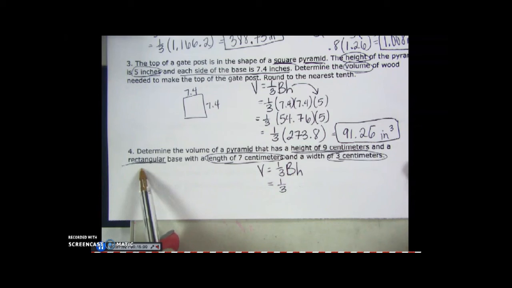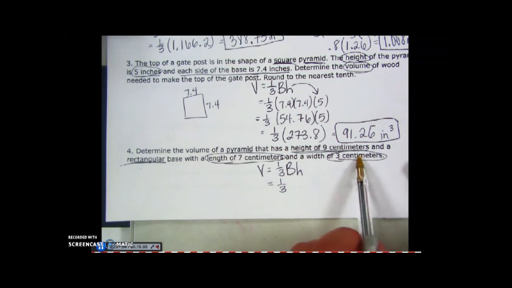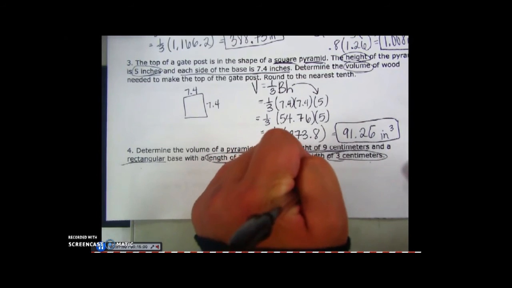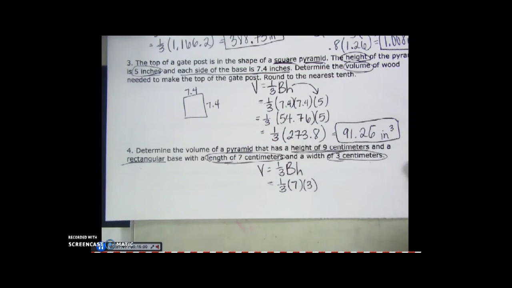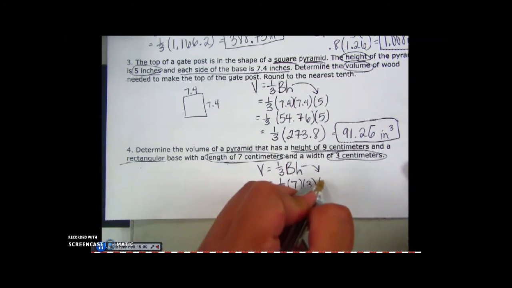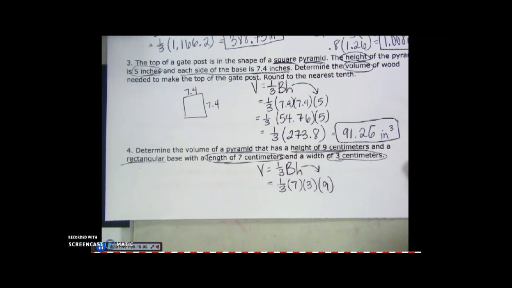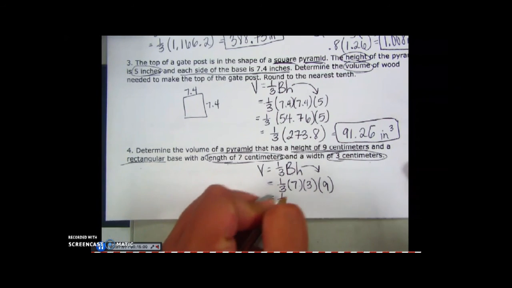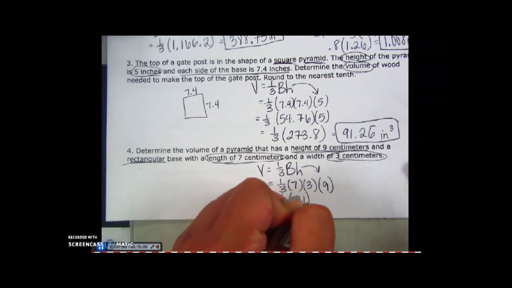So let's think about how we're going to find the area of our base. Well, our base is a rectangle. So area of a rectangle means we do base times height, or length times width. So I'm going to have to do my 7 times my 3. That's just for capital B. And then the height of my pyramid is what we multiply with last, and that's going to be the 9. So we can go ahead and do 1/3. 7 times 3 is 21, and then we would still multiply by 9.